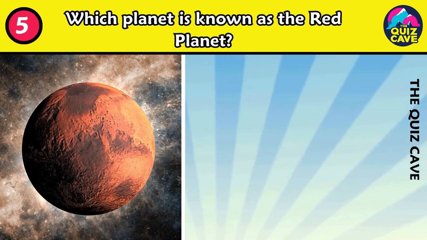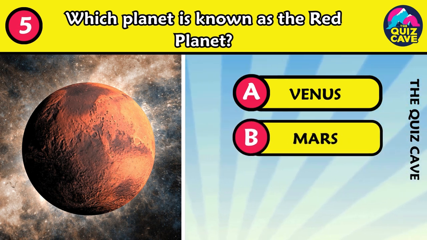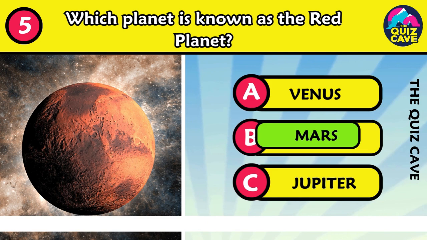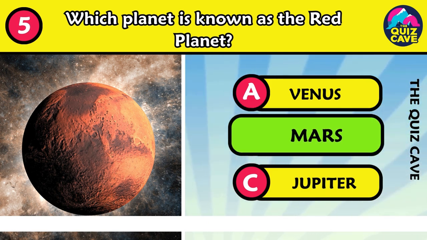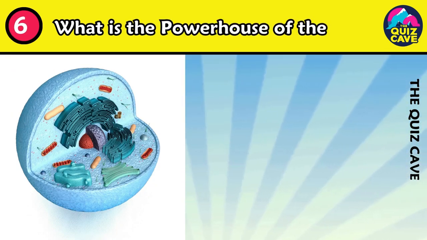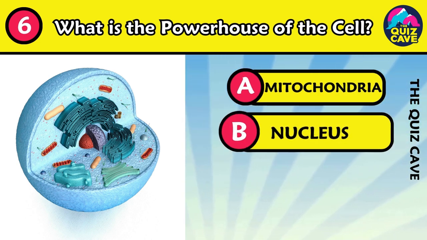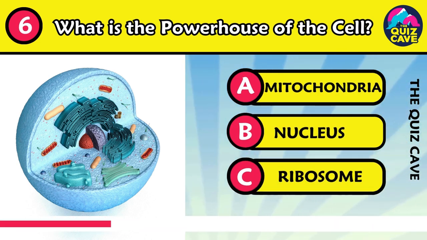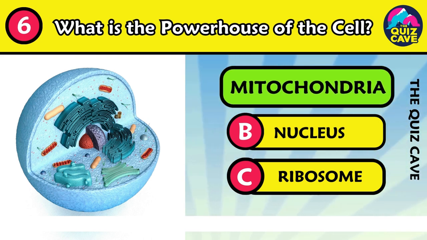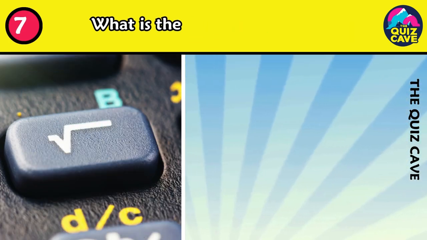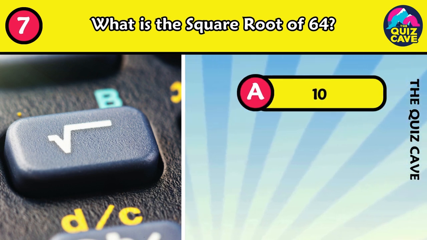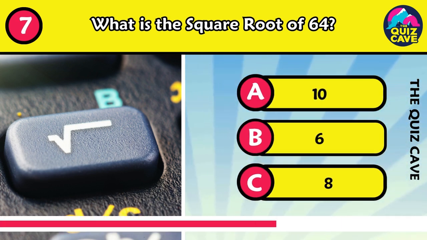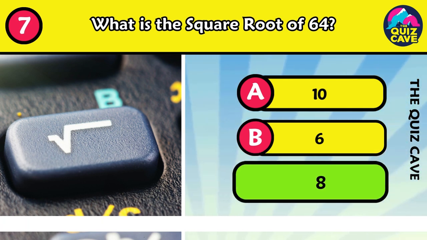Which planet is known as the Red Planet? Yeah, it's Mars. What is called the powerhouse of the cell? Mitochondria. What is the square root of 64? 8. Let's continue.